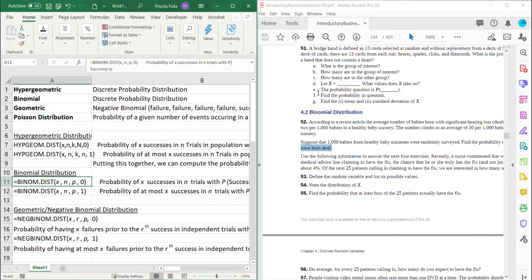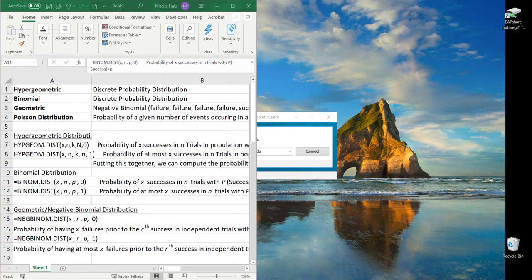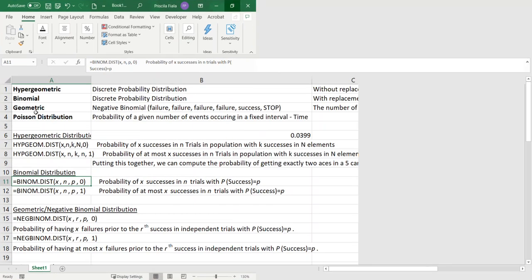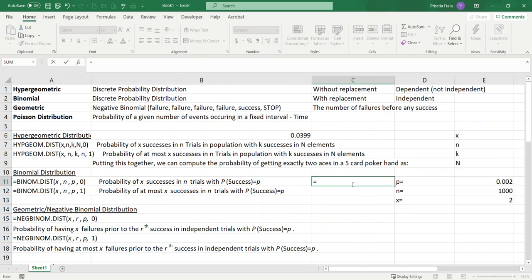Okay, so now that we have everything, let me move it over here. You've got to follow in your book. I'll show you the questions again. Okay, so here you go. Suppose that 1,000 babies, find exactly two babies. So let's go ahead and do exactly two babies, non-cumulative. So we're going to have two, okay, right here.